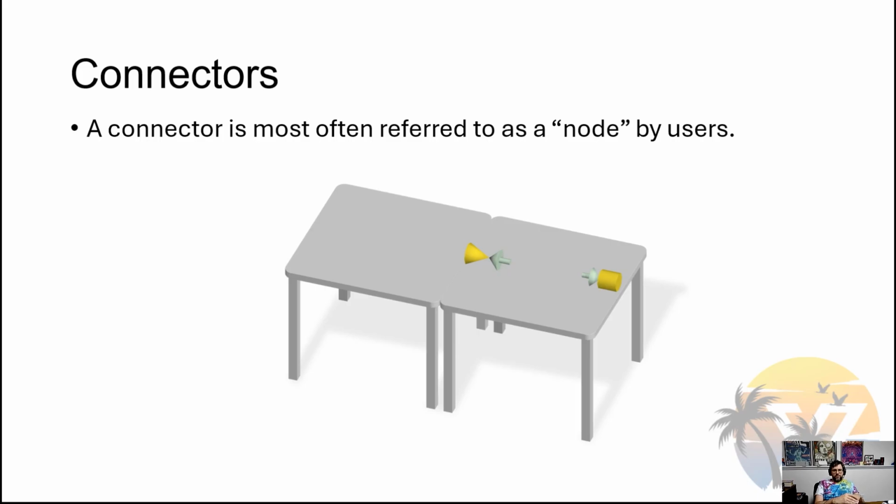Connectors also determine how and when objects will connect to each other. In this case, this is a legal connection from the connector's point of view. These things can connect, but those rules are determined by the connector.